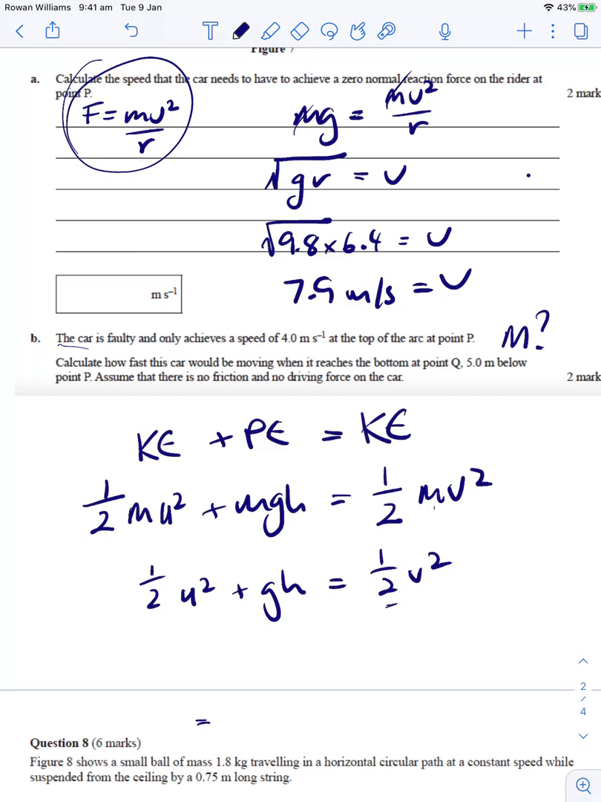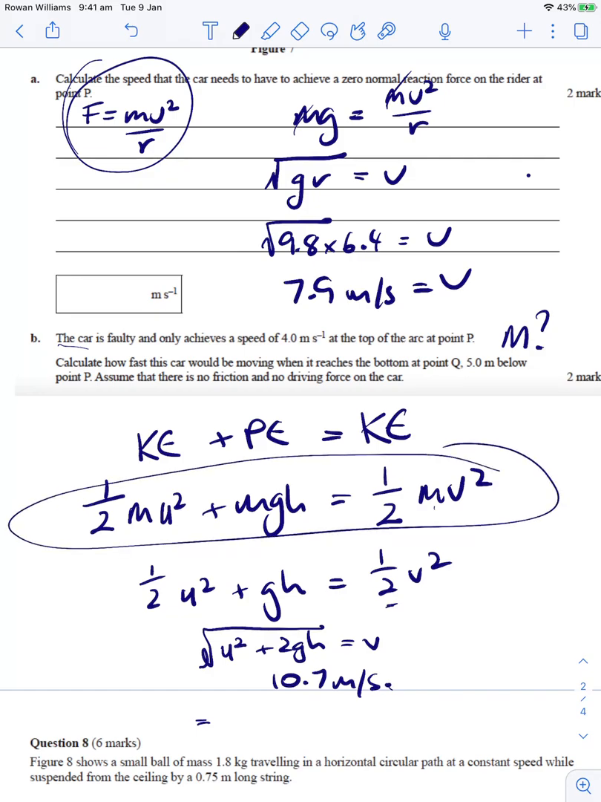Do another bit, we'll times the half onto the other side by 2, and I'm going to get u squared plus 2gh equals v squared. And now I'll just square root all this, and that'll leave me with v. Plug that in, and you should end up with 10.7 meters per second. Really tricky because it's not giving you m. I imagine if you got this step here, you'd probably be getting some marks at this point. And then hopefully once you put in your variables, you can work it out from there.